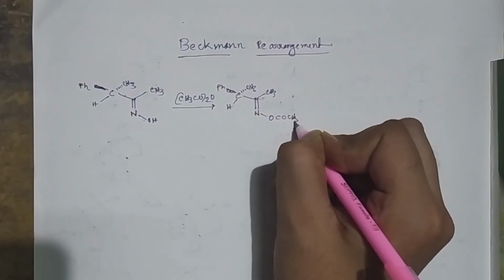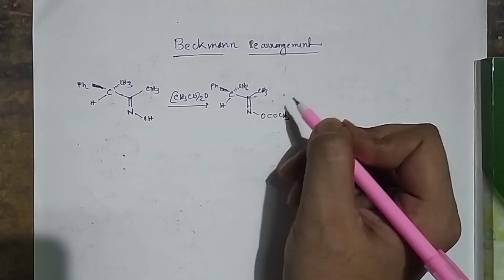And now you can see that the chiral group is anti-position, or you can say trans position with respect to the acetate group. So you know that according to Beckmann rearrangement, that group which is trans to the leaving group will migrate to the N center, and the leaving group from the nitrogen leaves. So that is the important aspect.